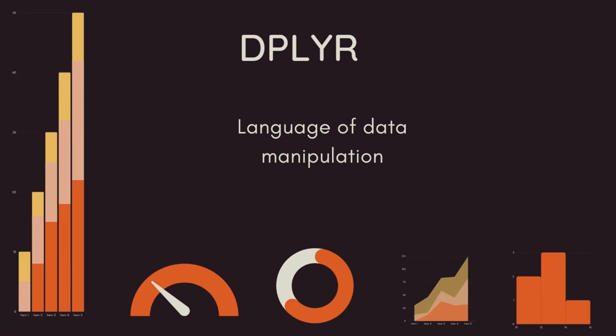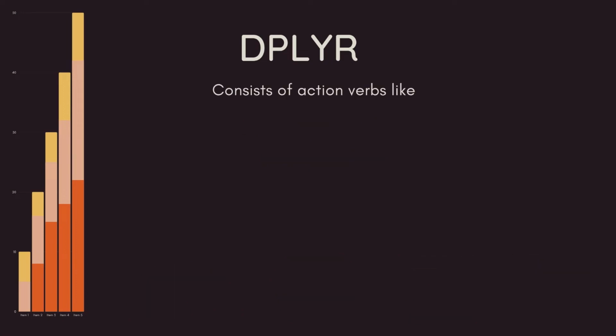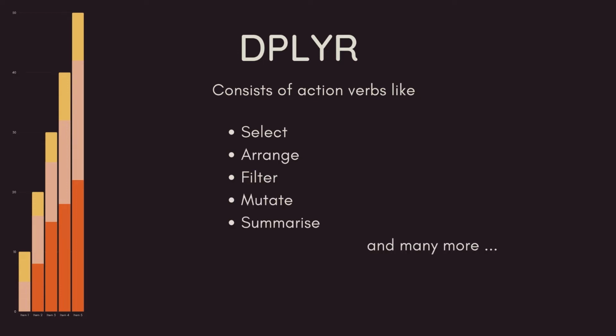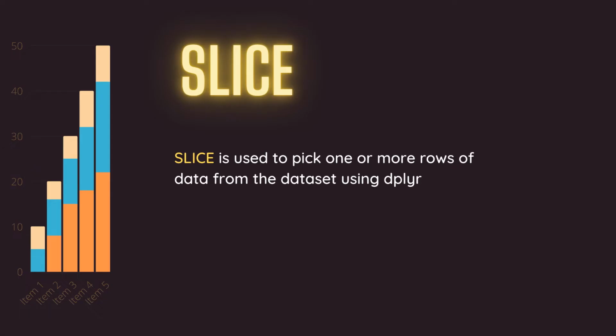Hello and welcome to this video of dplyr. Dplyr is the language of data manipulation which consists of various action verbs like select, arrange, filter, mutate, and summarize. And today's video is about the slice command.